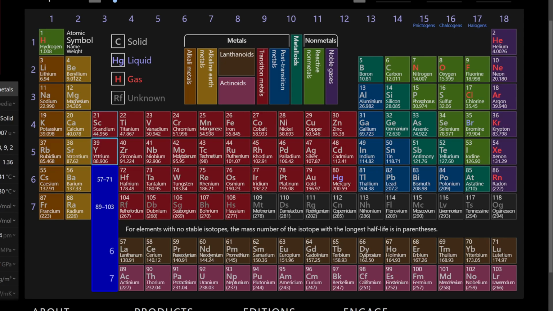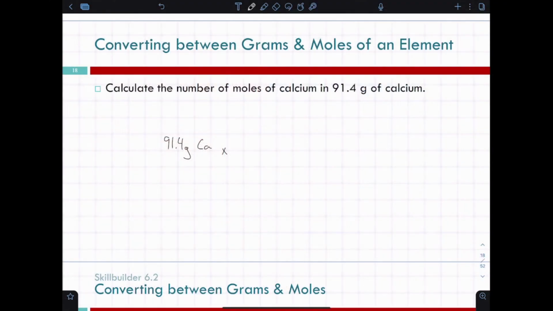Let's go back to our periodic table. Calcium's over here, 40.078. I'm going to write it over here for now. 40.078 grams per mole calcium. You'll see it written like this a lot. And that per means 40.078 grams of calcium is equal to 1 mole of calcium.